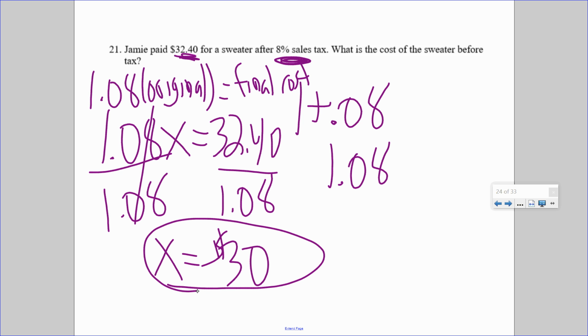So be careful if they're giving you the before amount or the after amount. You're always multiplying the original, the before, by the percent or the fraction or whatever to end up with your final cost. If they give you your final cost, then you're going to have to put an x after the percent or the decimal or the fraction.